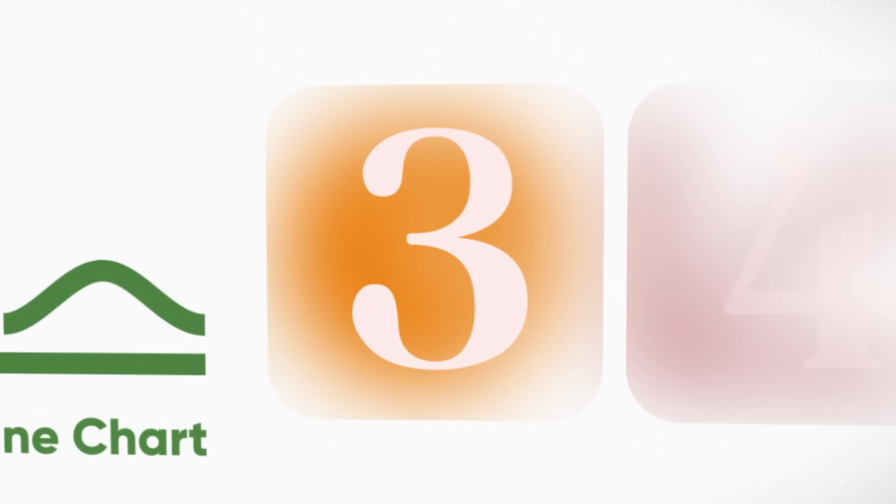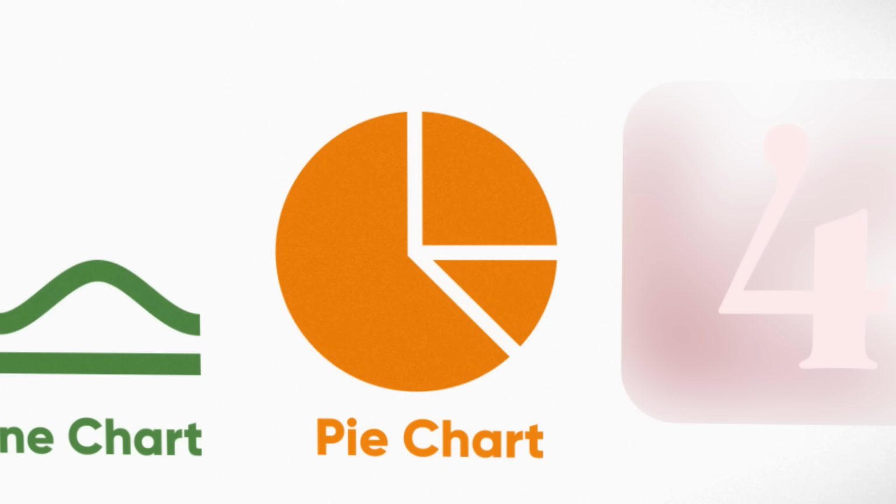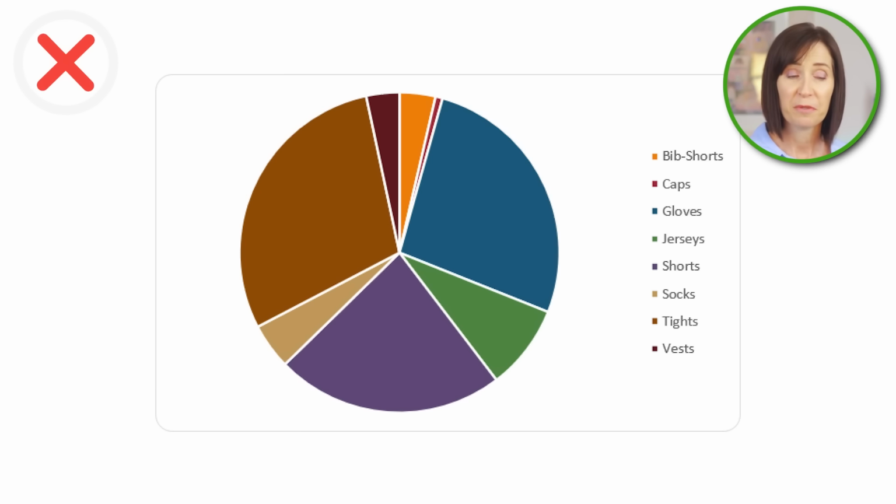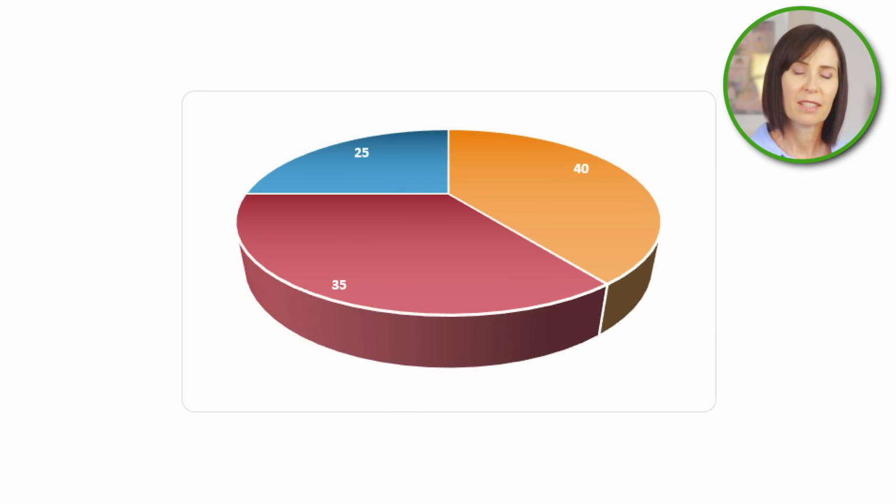The next essential chart is the pie chart, and this is probably the most misused chart. Pie charts show parts of a whole, so make sure the segments are sorted from largest to smallest, starting at 12 o'clock and moving clockwise. They should be limited to 5 or fewer segments, otherwise they just become too hard to read. Another pitfall to avoid is using 3D pie charts. They look fancy, but they distort proportions and make your data harder to understand.